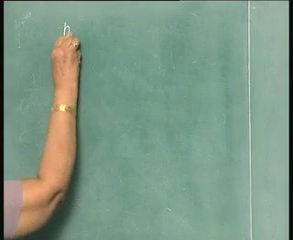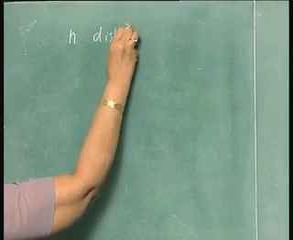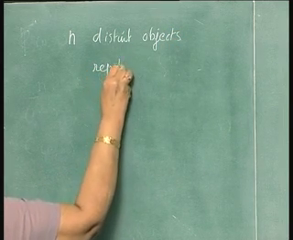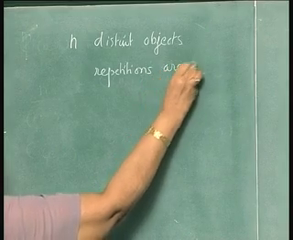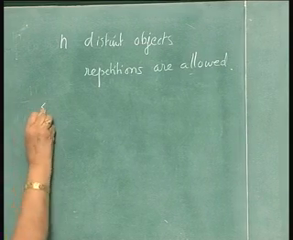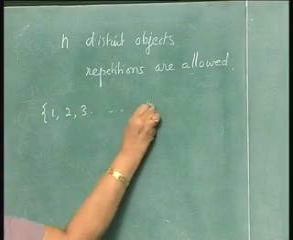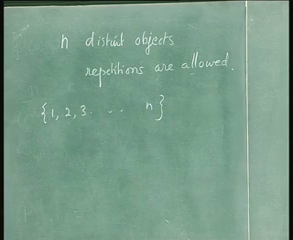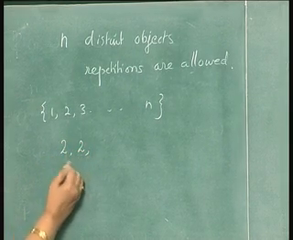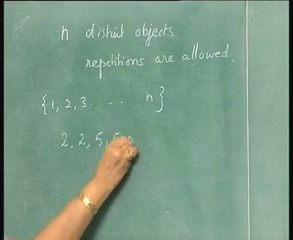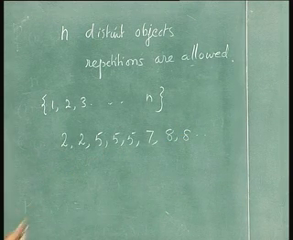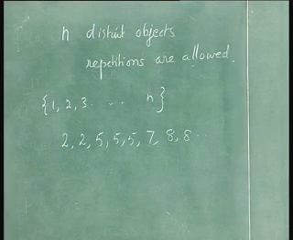So, n distinct objects are there, and you are allowing repetition. Instead of looking at them as n distinct objects, you look at them as numbers 1, 2, 3 to n, and I want to select R numbers where repetitions are allowed. For example, 2 I can select 2 times, 5 I can select 3 times, 7 I can select once, 8 I can select 2 times, and so on. I want to select R of them out of n. Repetitions are allowed.